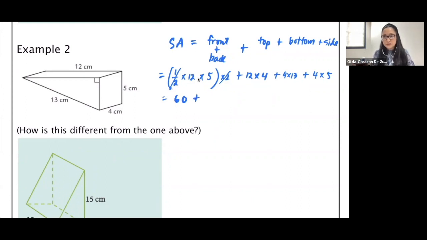You've got 12 times 4. How do we multiply by 4? We double it twice. So double 12 is 24. Double 24 is what? 48.